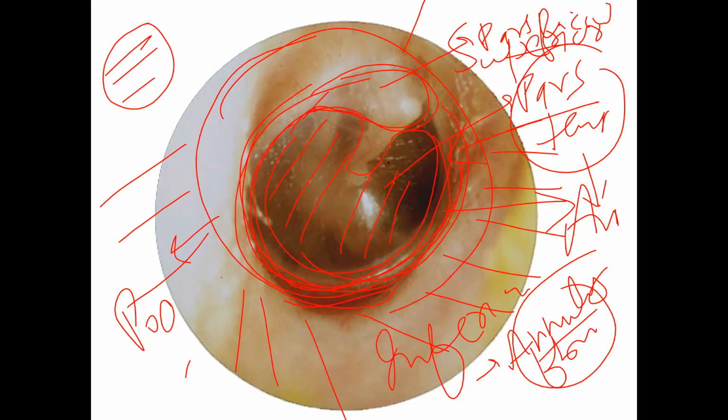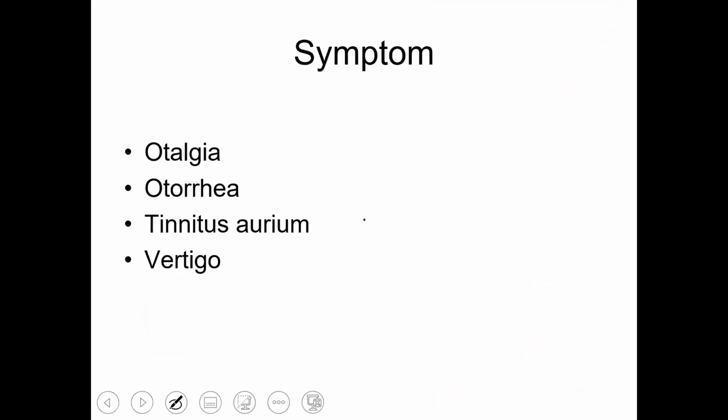So let me explain again. This bony structure is nothing but the lateral process of the malleus, and this is the cone of light. So let me take you again to the whiteboard.